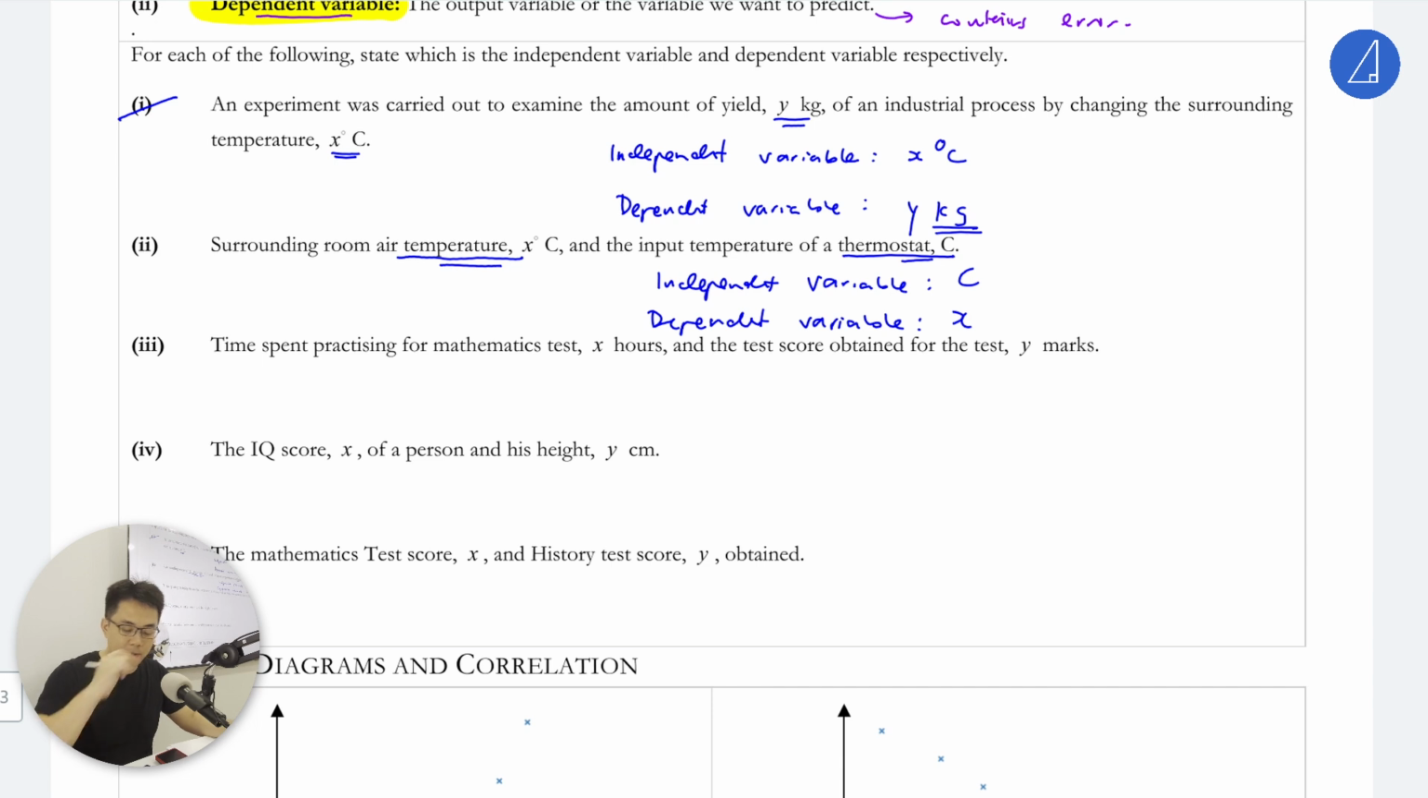Okay, that's that. Next, time spent practicing for a math test and also the score of the test. Okay, so this is very clear. Of course, we want to be able to control the outcome of a test, but we can't, right? But what we can do is control the time spent. So don't feel personally attacked here. It just is what it is. Then the total score obtained is y.